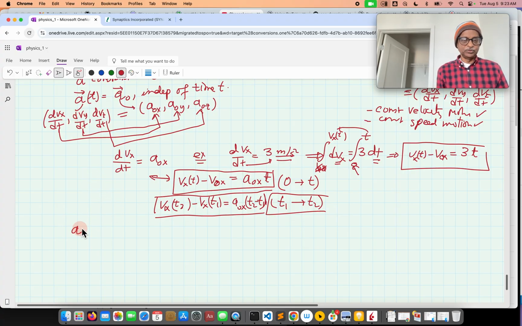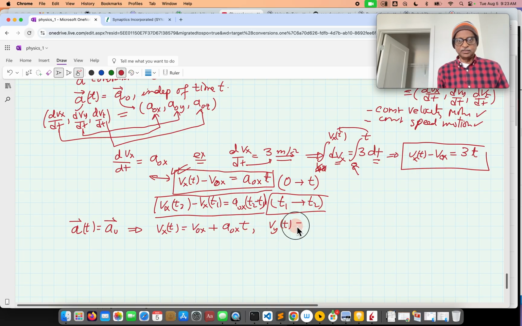So a of t equal to a0 means I'm going to use this: vx at t is equal to v0x plus a0x t. vy at t will be v0y plus a0y t, and the z part at instant t will be v0z plus a0z t.